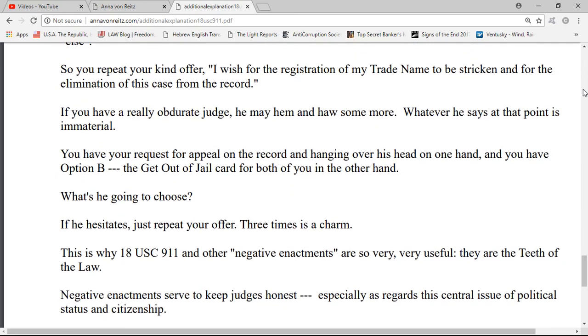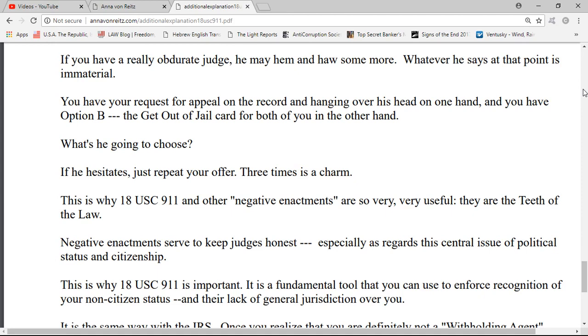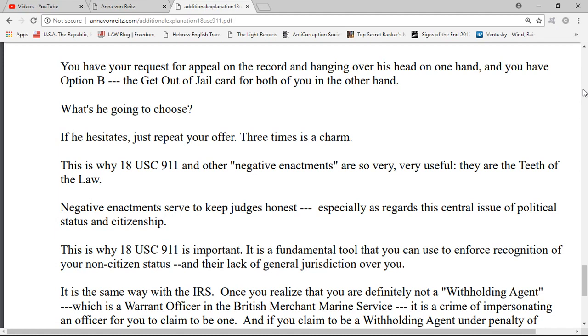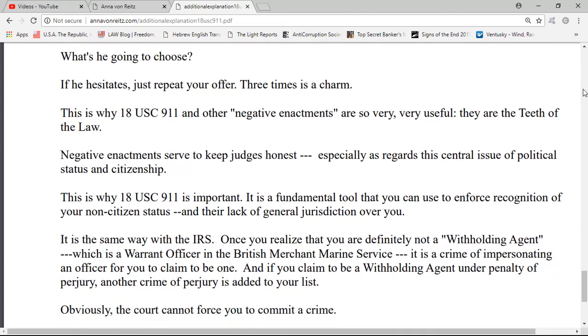So you repeat your kind offer. I wish for the registration of my trade name to be stricken and for the elimination of his case from the record. If you have a really obdurate judge, he may hem and haw some more. Whatever he says at that point is immaterial. You have your request for appeal on the record and hanging over his head on one hand, and you have the option B, the get out of jail card, for both of you in the other hand. What's he going to choose? If he hesitates, just repeat your offer 3 times as a charm.